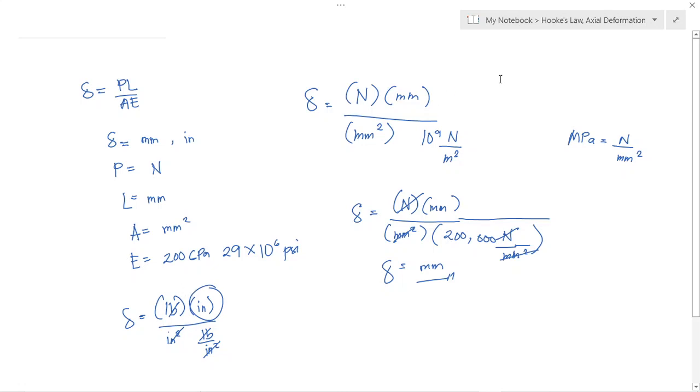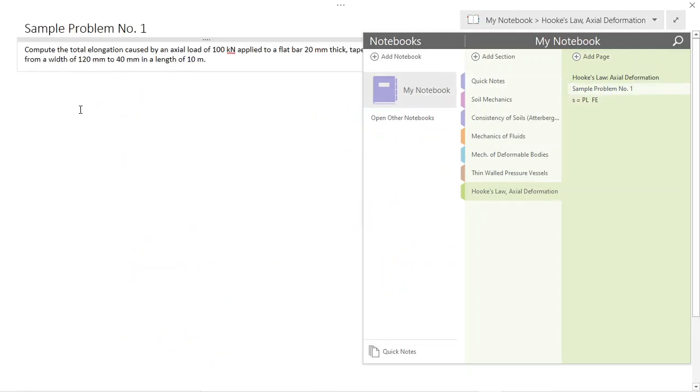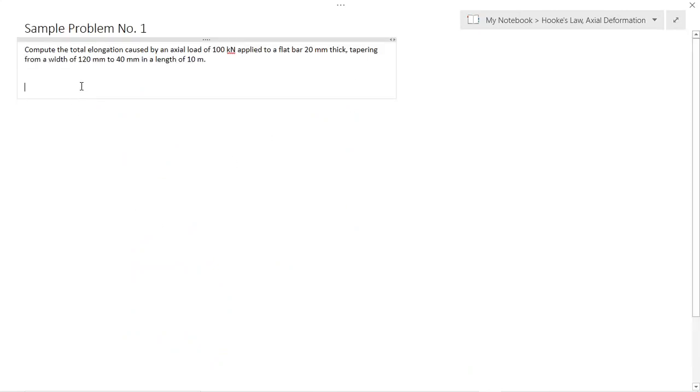Okay, let us proceed to a sample problem here. I have a sample problem here. Problem number 1. Okay, the problem is, compute the total elongation caused by an axial load of 100 kilonewton applied to a flat bar 20 millimeter thick, tapering from a width of 120 mm to 40 mm in length of 10 meters. Okay, so let us figure out muna the problem.